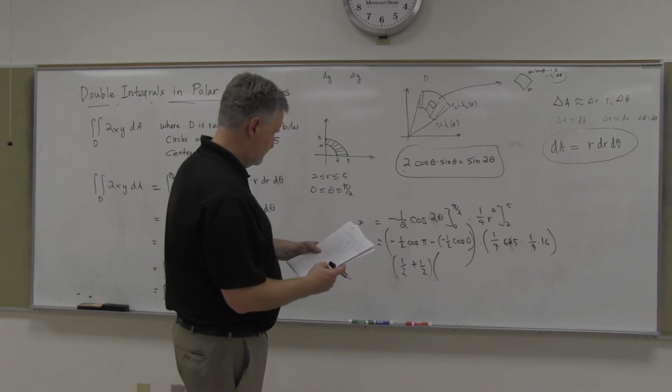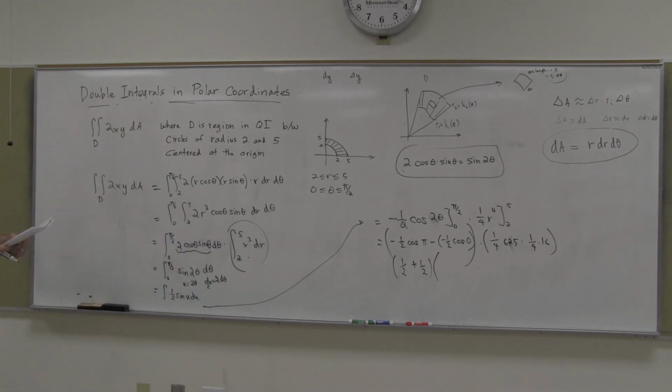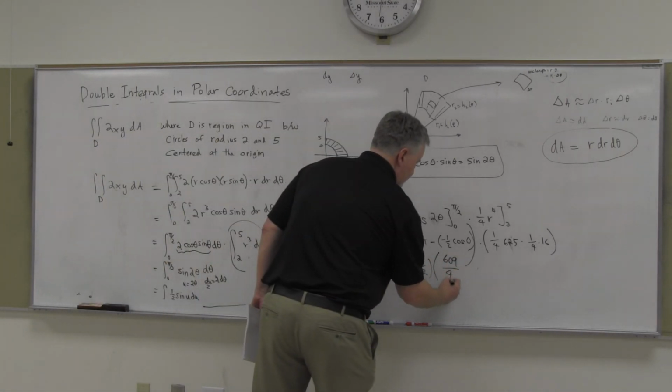Wait, I did something here. 609? Is that 609 over 4? Yeah, 609 over 4. Doubting myself there.